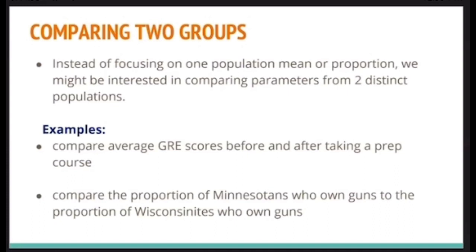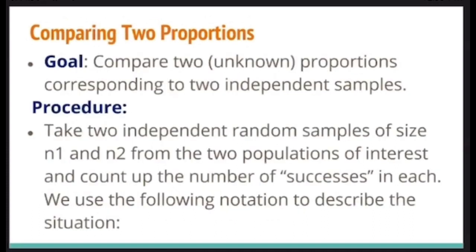Okay. Now, if you want to compare proportions, we're going to have a procedure. We're going to go into the two groups and select a sample randomly. In your sample, how many possess that characteristic of interest? Okay. Now take a look at it here.